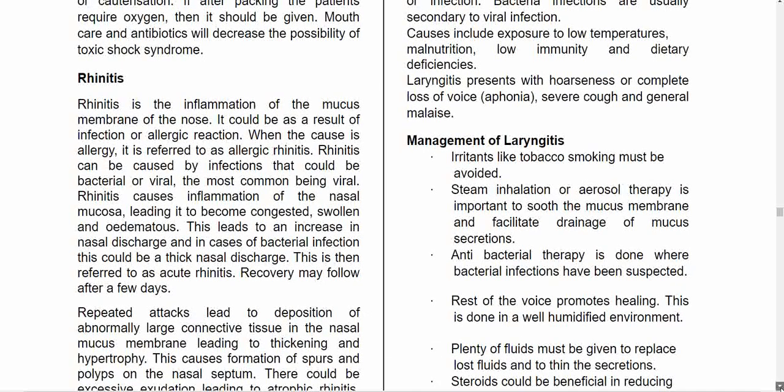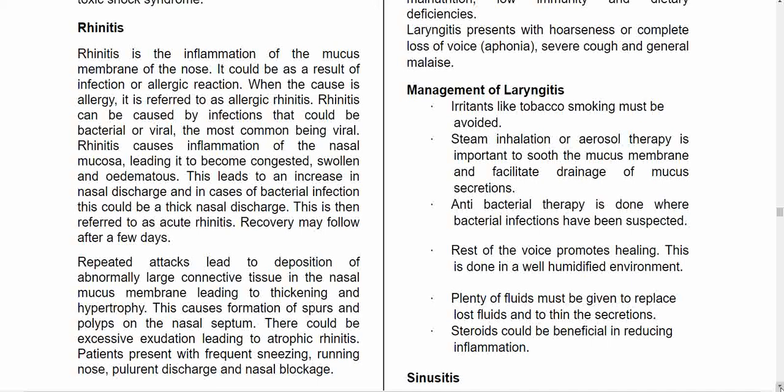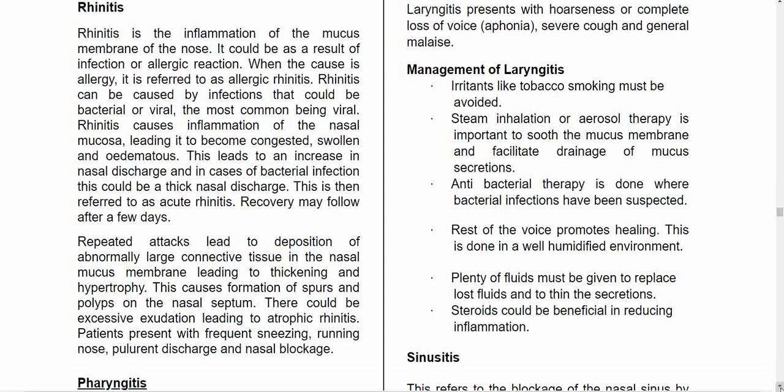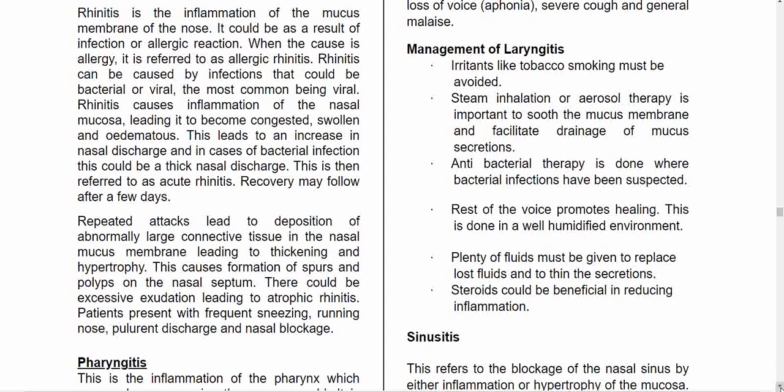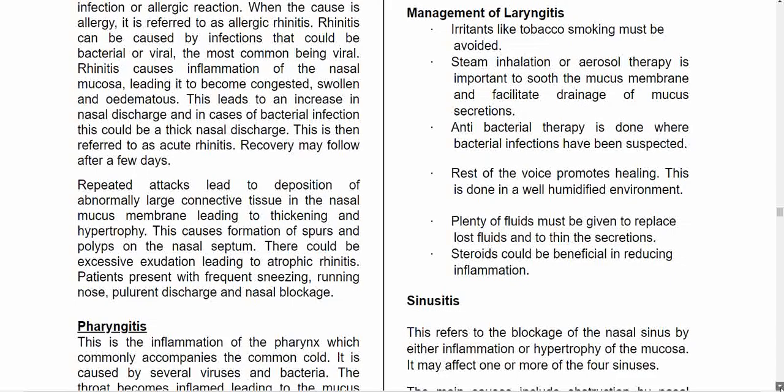Repeated attacks lead to deposition of abnormally large amounts of connective tissue in the nasal mucous membrane, leading to thickening and hypertrophy. This causes formation of spurs and polyps in the nasal septum, and there could be excessive exudation leading to atrophic rhinitis. Patients present with frequent sneezing, running nose, purulent discharge, and nasal blockage.